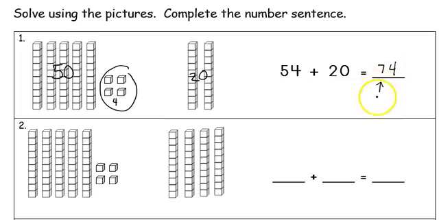The only thing that's changing here is the number of tens I have. I went from 5 tens to 7 tens, and I still have 4 ones. So 54 plus 20 equals 74.